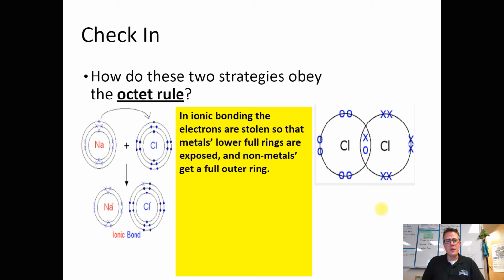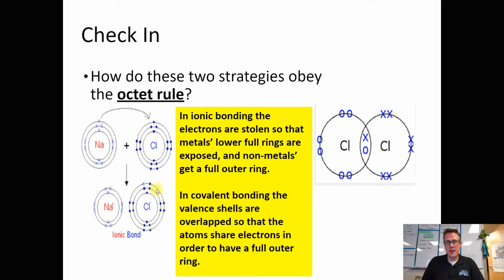Here's what I put for my answers, and if you need to steal or add anything from mine, that's the whole idea. So in ionic bonding, the one on the left, the electrons are stolen. What that does is it allows certain rings to be exposed, and then those are the full outer ones. And if you're the stealer, it allows you to fill up your outer ring. But both atoms get what they want by moving an electron all the way over. On the covalent bonding, the valence shells are overlapped so that everyone can have a full outer ring, because both atoms are too strong to completely steal from the other.